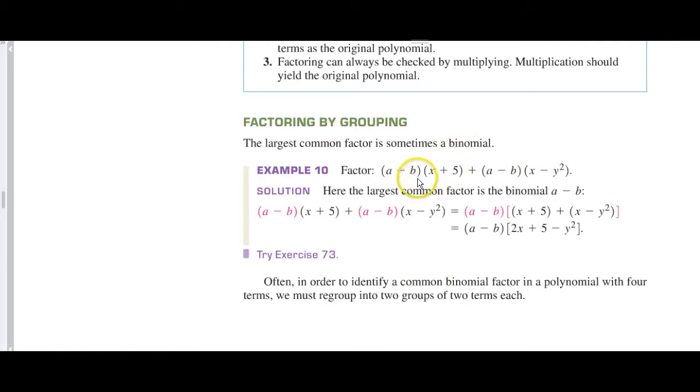And here they ask us to factor this term plus this term. Do we see in these a common factor? Yes. B, A minus B, A minus B.